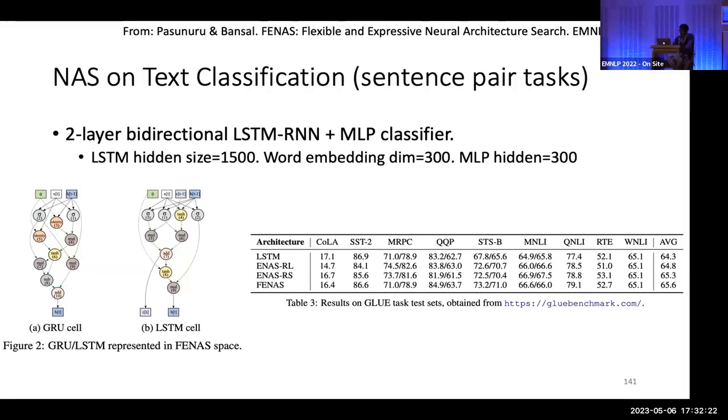So this next one is on text classification. Imagine you have a sentence pair, and you run some LSTM or BERT on top of it, and then you have a final multi-class classification on top. That's pretty standard in our world, and they tried different ways. This is from Nuru and Bansal, and they basically did a search on the cells and found some interesting different cells you could use.